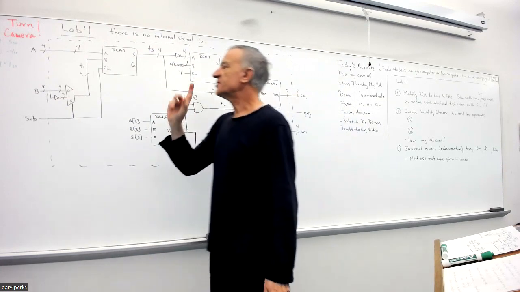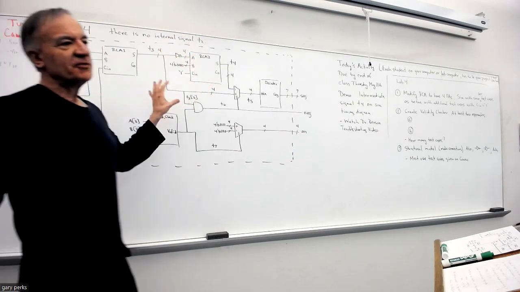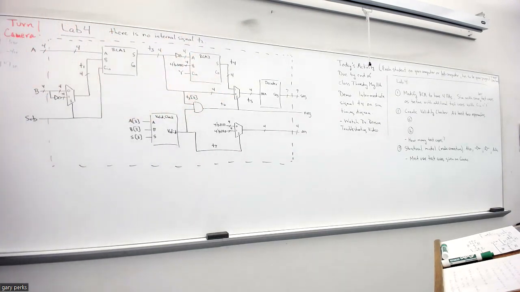Okay, the first thing I want to ask you is, remember, we have this high level black box diagram. This is the low level structural model. But then we have our high level black box diagram. And again, the high level black box diagram, what's the main purpose of that diagram? It tells us, or shows us, what? Yeah, the main inputs and outputs. So in this diagram, what are our main inputs? A, B, and sub, okay?